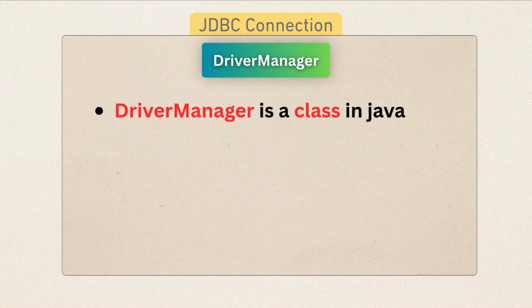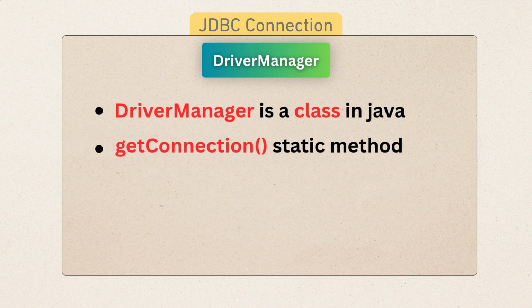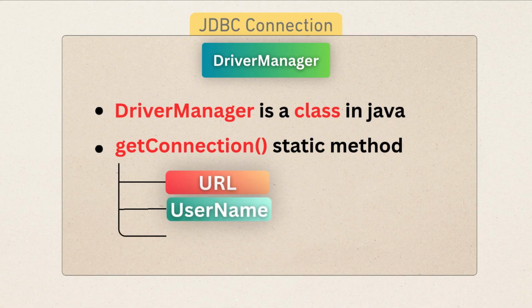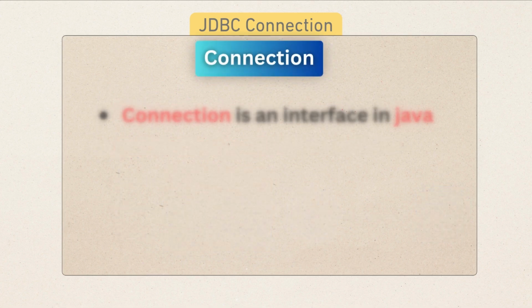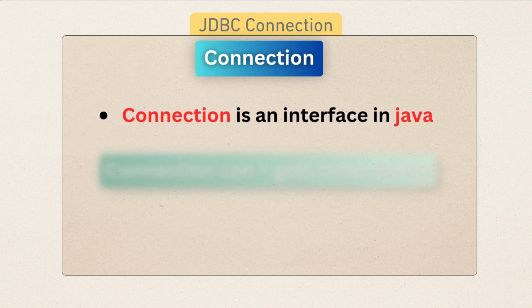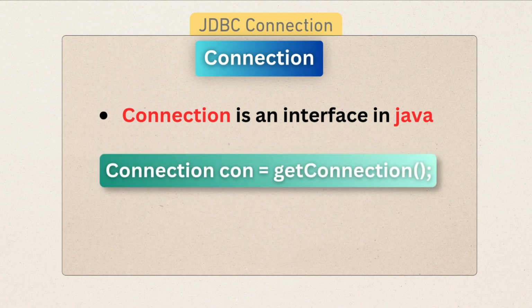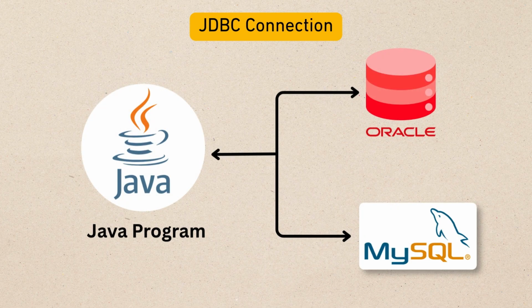DriverManager is a class and it has a static method called getConnection, which takes URL, username and password as parameters to establish a database connection. And Connection is an interface used to hold the established connection, as the getConnection method returns a Connection object. In this video, we will see how to establish a database connection with both Oracle and MySQL databases.